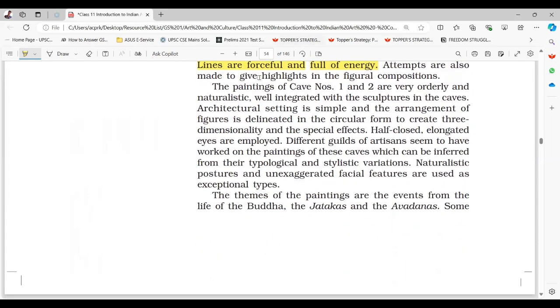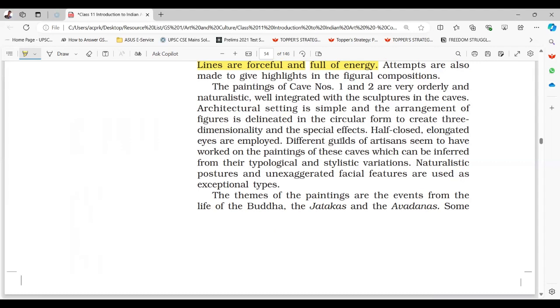The paintings of cave number 1 and 2 are very orderly and naturalistic, well integrated with the sculptures in the caves. Architectural setting is simple and the arrangement of figures is delineated in the circular form to create three-dimensionality and special effects. Half closed elongated eyes are employed.